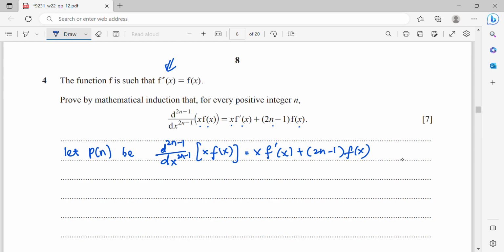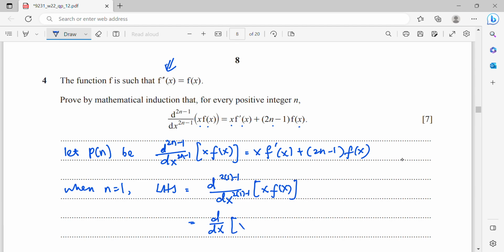So now we need to prove for n equals 1. When n equals 1, the left-hand side is d^(2·1-1)/dx^(2·1-1) of x f(x), which means 2 times 1 is 2, 2 minus 1 is 1. So you need to differentiate 1 time of x f(x).